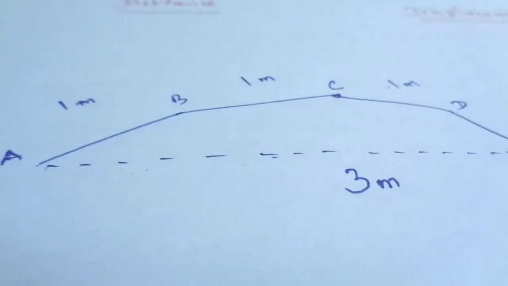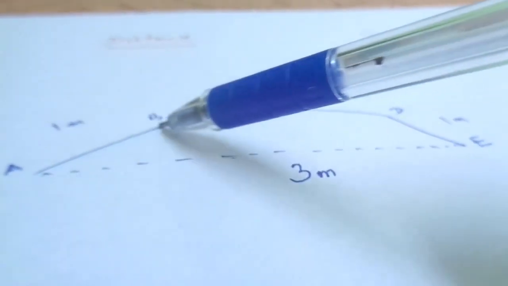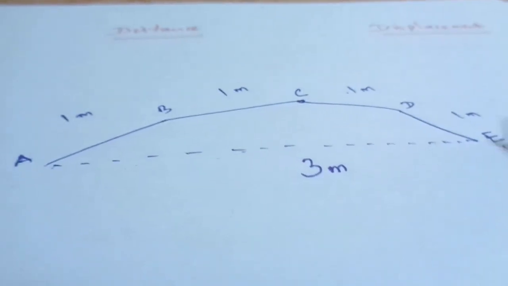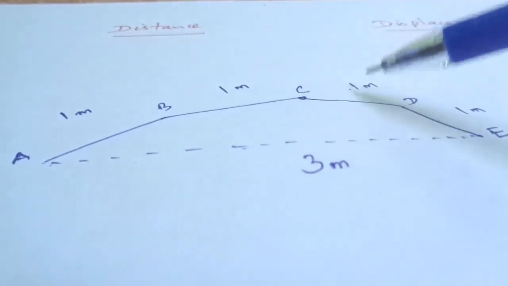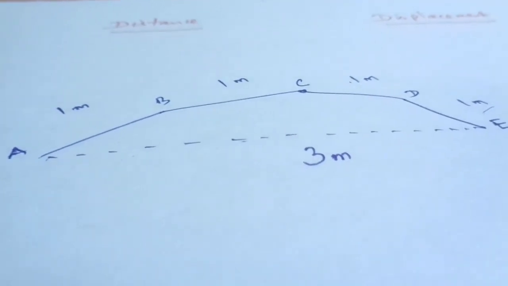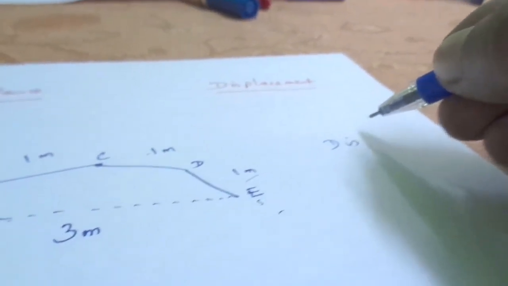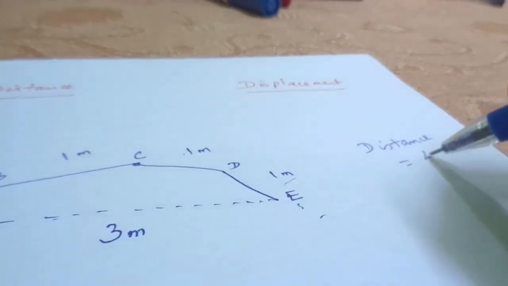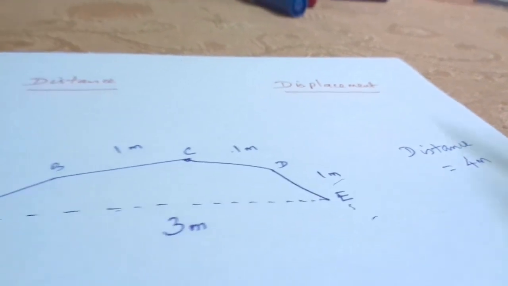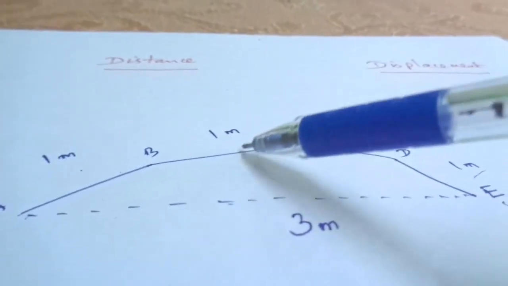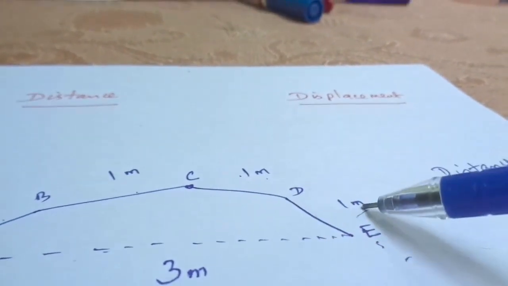Are you able to understand? The total path covered by the object is called distance. That means here 1 meter, 1 meter, 1 meter, 1 meter, that means 4 meter. The distance is 4 meter: 1 meter plus 1 meter plus 1 meter plus 1 meter, that is 4 meter.